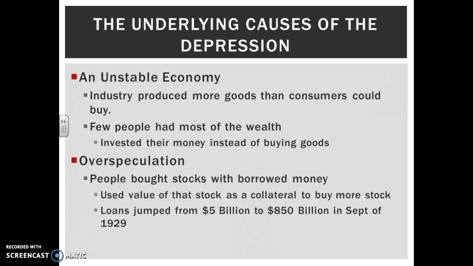They bought it with borrowed money. I mean, they went to the banks, they took out a loan, and they said, all right, I want to use it for the stock market. So they used somebody else's money to play the stock market. All right? And they use that value of the stock as a collateral to buy more.